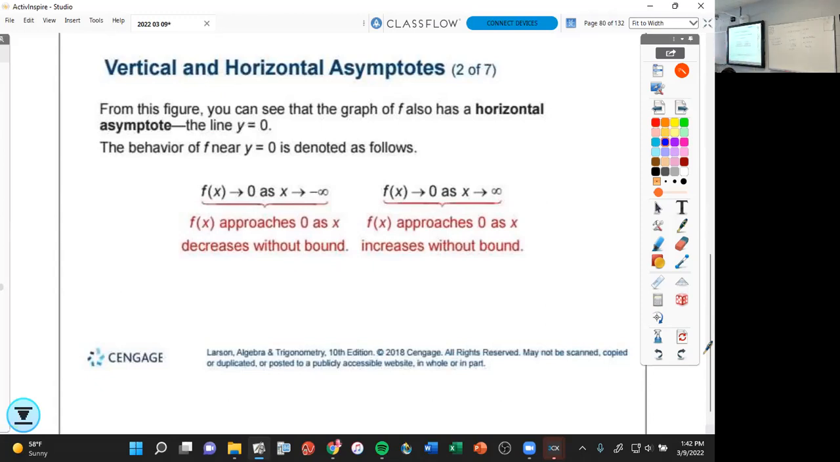So this graph has two asymptotes. It's got a horizontal asymptote on the x-axis. It's got a vertical asymptote on the y-axis. It's just because of the features of this particular rational function. Okay, we're going to talk more in detail about horizontal asymptotes in just a moment.